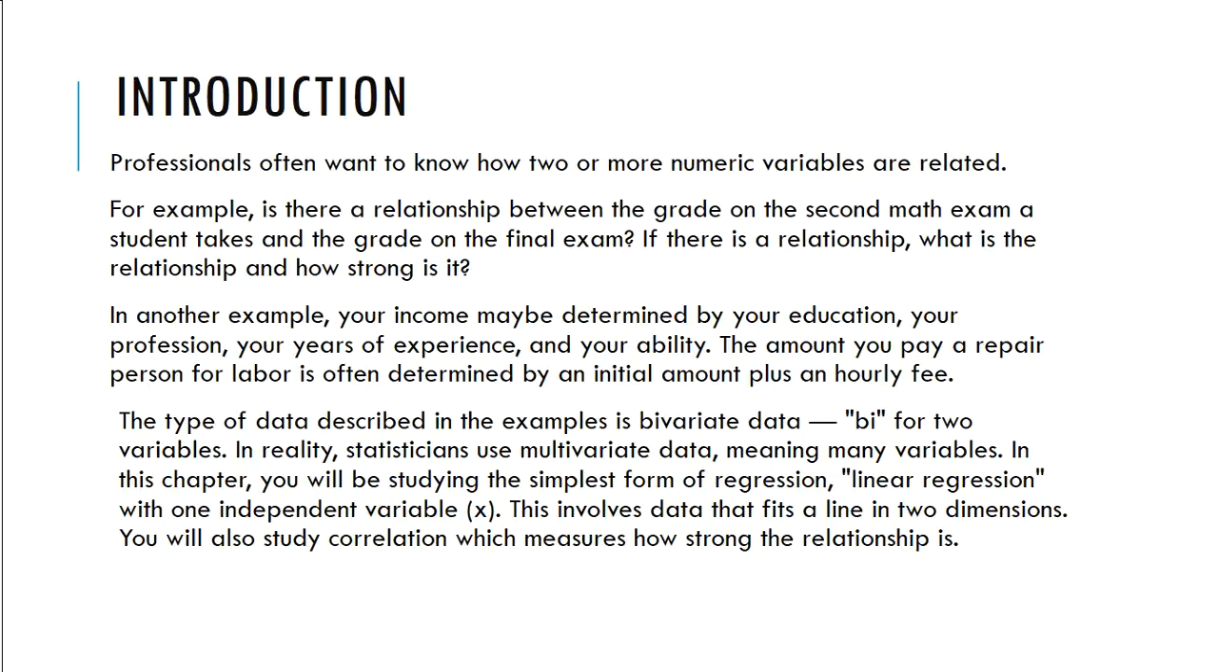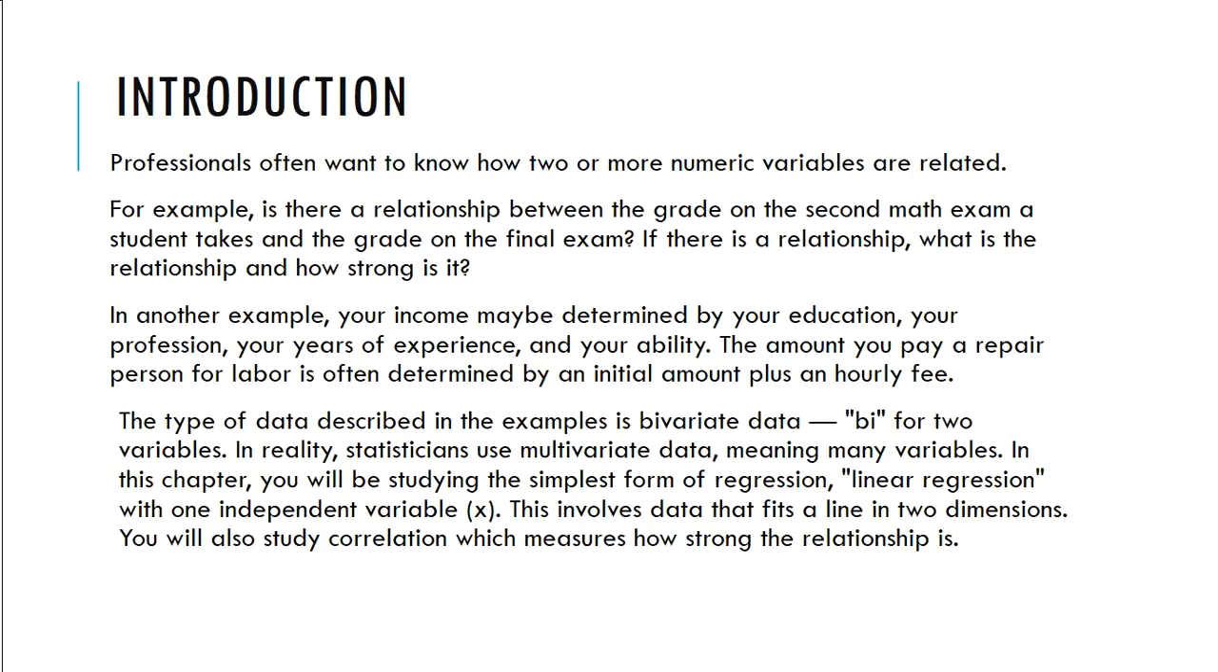So think about it. If you were going to do well on the second exam, that would probably show that you're going to do well on the final exam, but we can't make that assumption. Another example is your income could be determined by your education, your profession, your years of experience, and your ability. You can actually build a model to see where people's incomes are broken down by education, profession, years of experience, and ability.